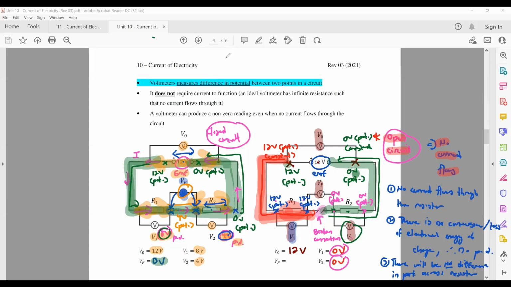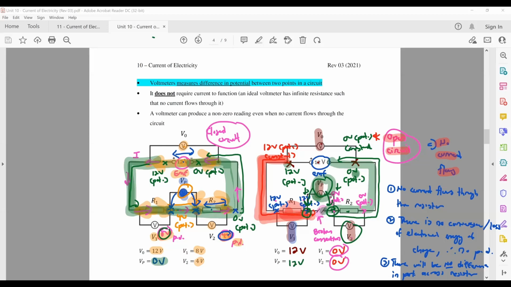Now the last one, VP. VP is connected across here and here. So remember I said that a voltmeter doesn't need current to function. A voltmeter actually just measures differences in potential between 2 points. So for VP right now, which is connected here and here, it is measuring the difference in potential between these 2 points. This one is 12. This one is 0. So the potential difference, or the difference in potential, is actually 12 volts.